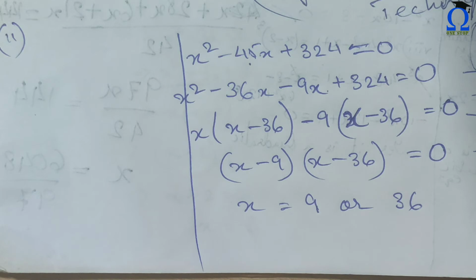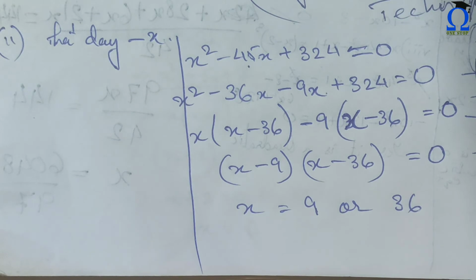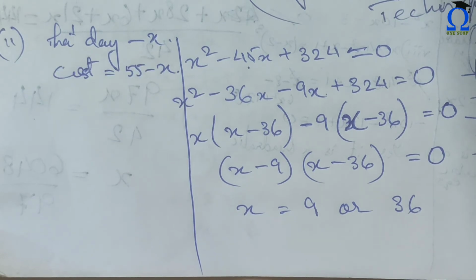The cost of production of each toy was found to be 55 minus the number of toys produced in a day. On a particular day the total cost of the production was 750 rupees. So we need to find how many toys were produced on that day. So it is given in the question easily. We will be taking the number of toys produced that day as X, and the cost is 55 minus X. Simple. It is directly written in the question.